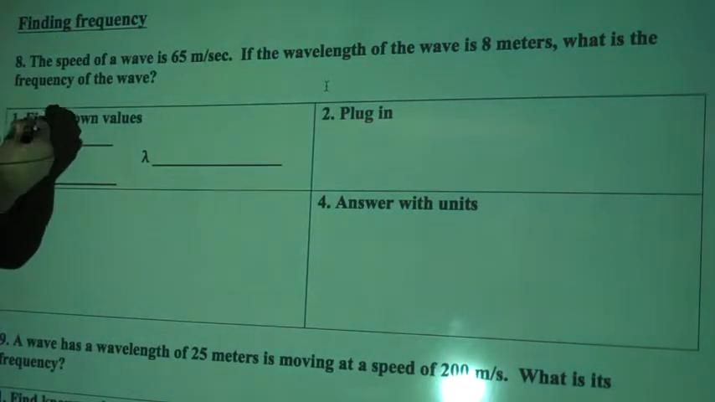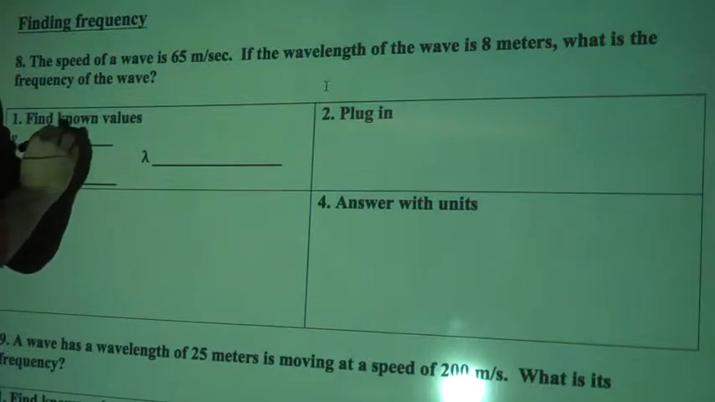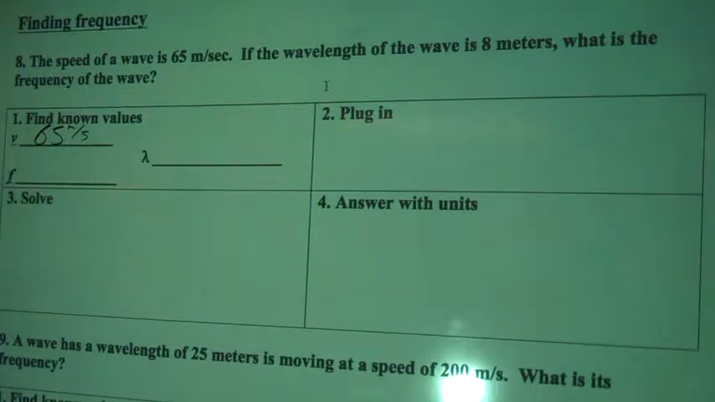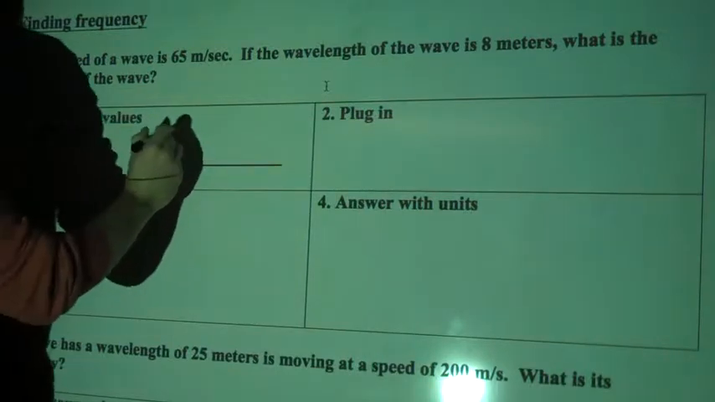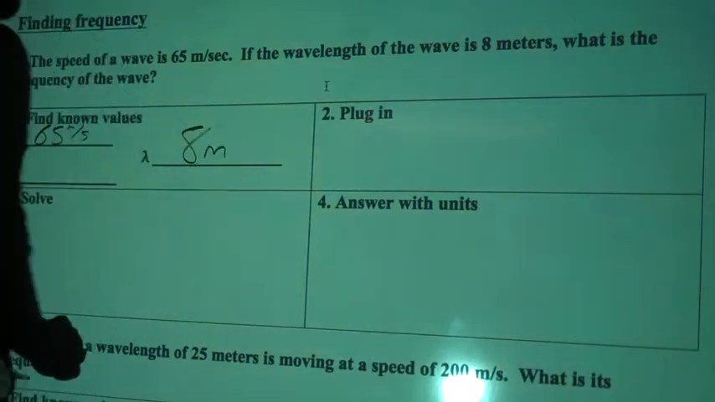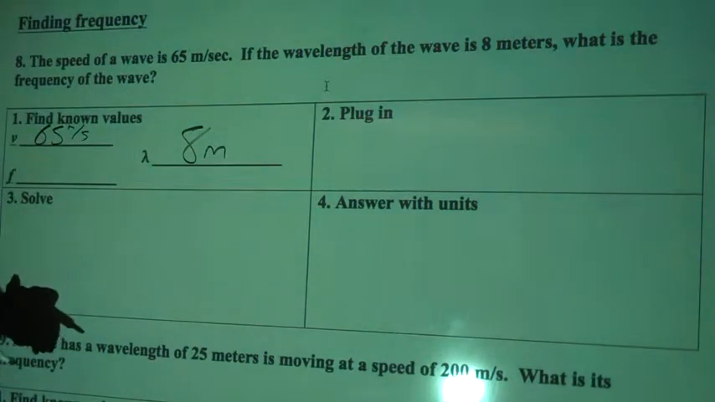So velocity we know is going to be 65 meters per second. Okay, wavelength, or lambda, is going to be 8 meters. Okay, and then what's the frequency? Don't know. We're going to find that one out. So let's plug these into our equation.